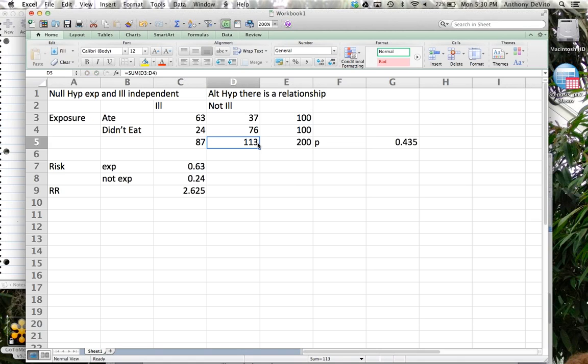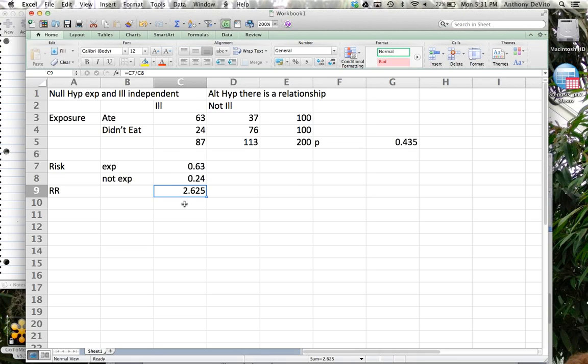I'll give you some flexibility on how you actually phrase that, but you get the idea. That's what we're after. We want to be able to reject this null hypothesis. Okay, so now we're saying that we're 2.6 times as likely to become ill if we ate the tuna salad. That's our increased risk.